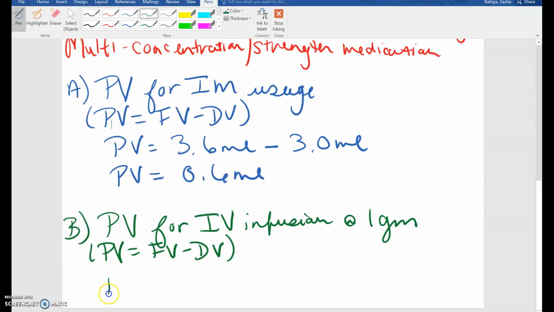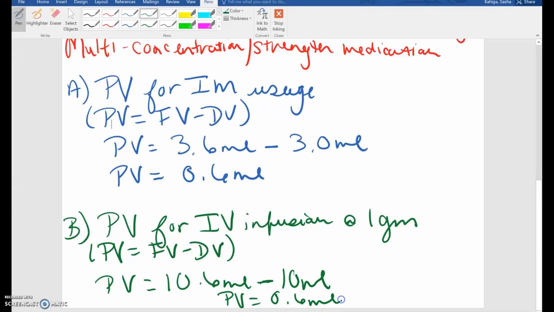All right. Well, for my intravenous infusion at 1 gram, it says that my final volume is what? 10.6 milliliters. And my diluent volume that was added is 10 milliliters. If you subtract the two together, PV equals 0.6 milliliters.